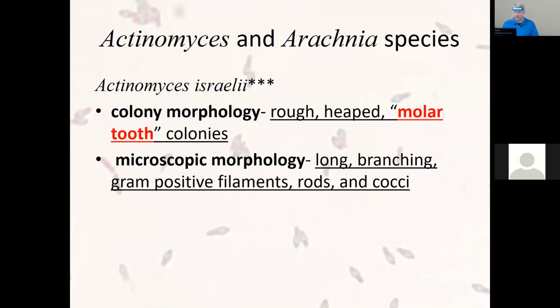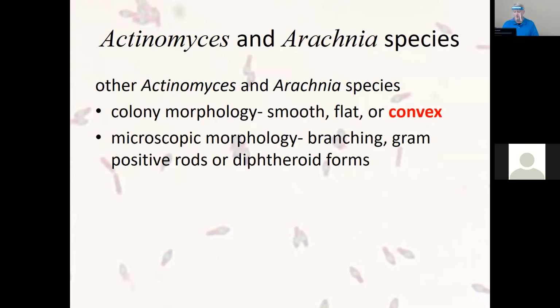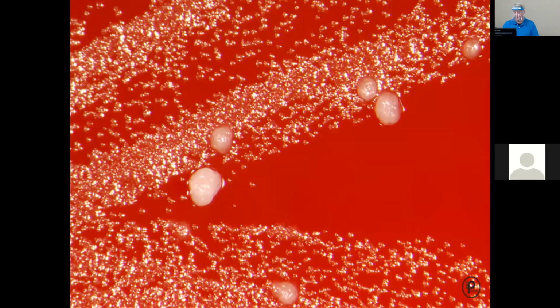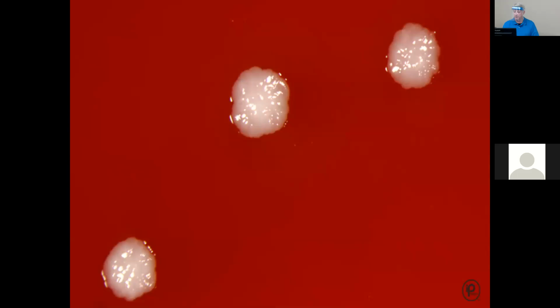Okay. Microscopic: long branching gram-positive filaments, rods, cocci. Got all kinds of good stuff with this one, right? Actinomyces. Colony: smooth, flat, or convex, with branching gram-positive rods and diphtheroid forms. Molar tooth, looks like a tooth, right? If you're looking from the top on the tooth, if you open your mouth and look at your molars. Or as my dentist likes to say, that's where your cavity is going to be. He puts that probe right in there and goes, it's not soft enough for a cavity yet.